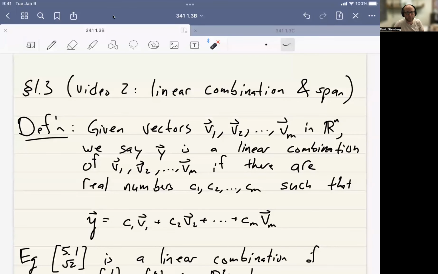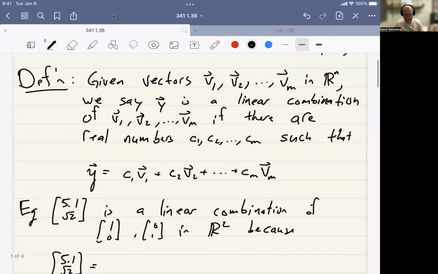Hello all, this is section 1.3 video 2, linear combinations and span. So if you watched the last video and wanted to know what does any of this have to do with linear systems or matrices, yeah, I'll answer that question in a sec. Before then, let's talk about linear combination.